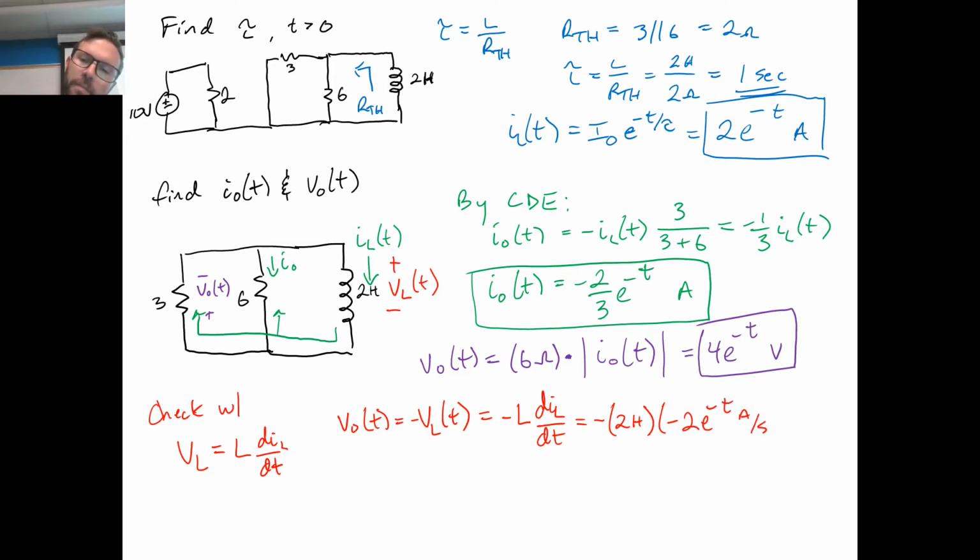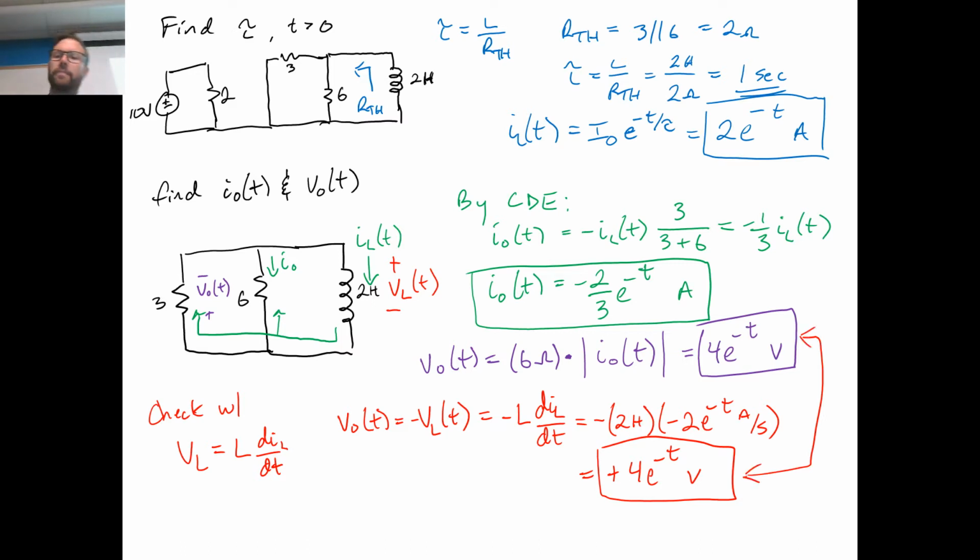That's in amps per second, by the way, if you wanted to keep track of the units. It turns out that a henry times an amp per second is a volt. That's how it's got to work if L di dt is to equal voltage. So this ends up being a plus 4e to the minus t in volts, and we see that these two check out. Okay, cool.